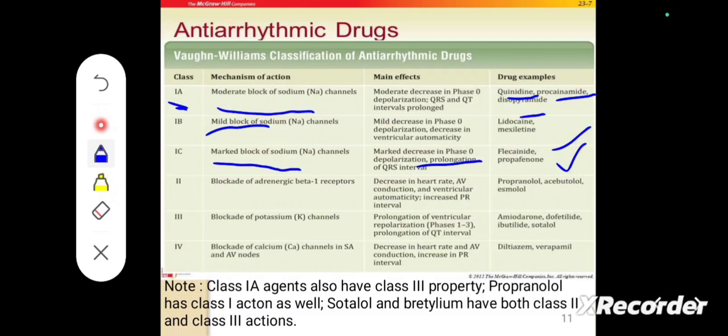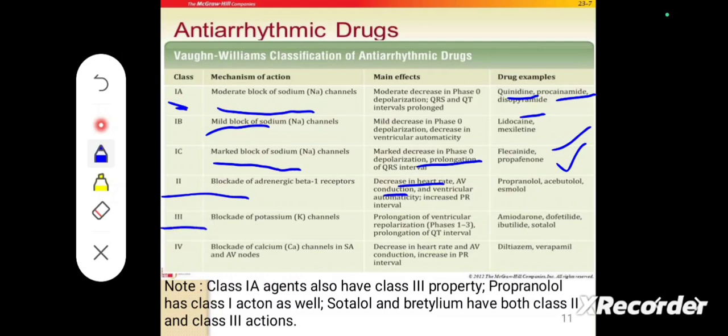Next class of antiarrhythmic drugs, that is class 2, the beta blockers. They block the adrenergic beta receptors, decreasing the heart rate, AV conduction, and ventricular automaticity. Examples, you know, are propranolol, acebutolol, esmolol, and sotalol. These are the beta blockers.